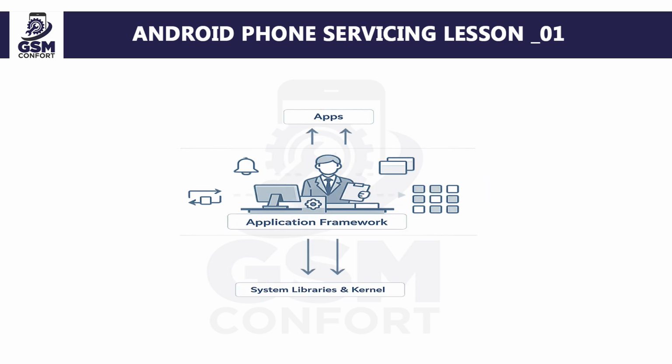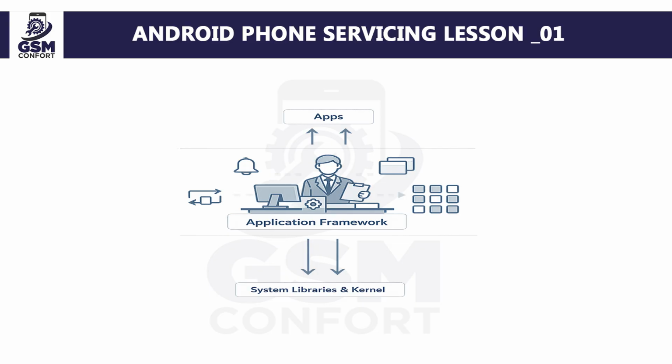Layer 3, Application Framework. Now we move higher in the Android building. This level is called the Application Framework. Think of this layer as the building manager. The manager organizes everything happening inside the building. The application framework controls things like notifications, windows on the screen, app activities, installed applications. For example, when you receive a WhatsApp message notification, the framework decides how that notification appears. It also decides which apps are allowed to run in the background.